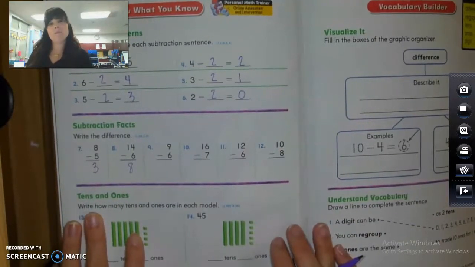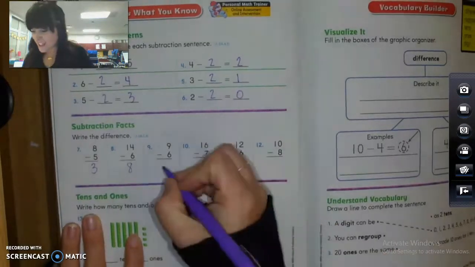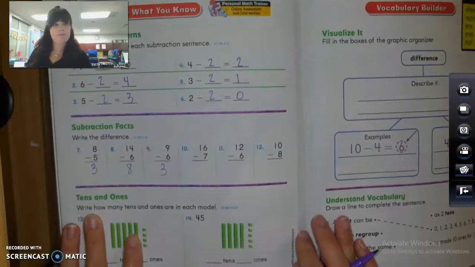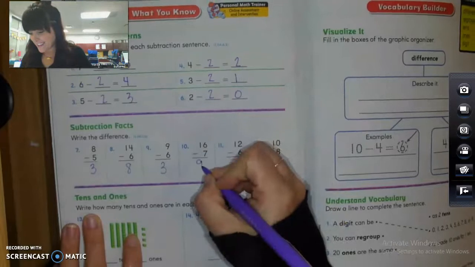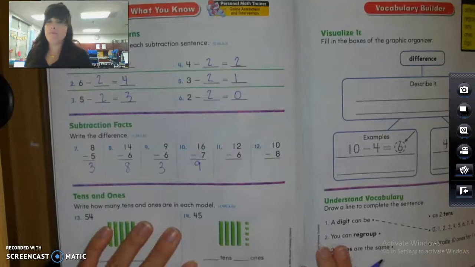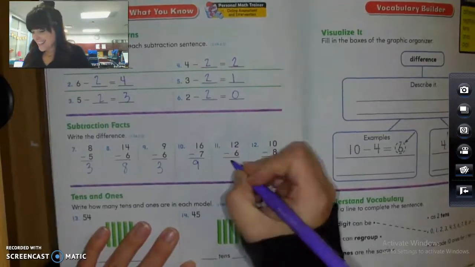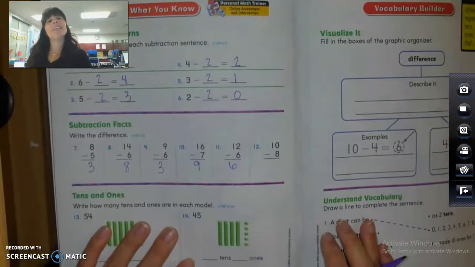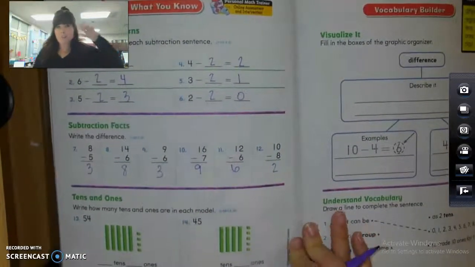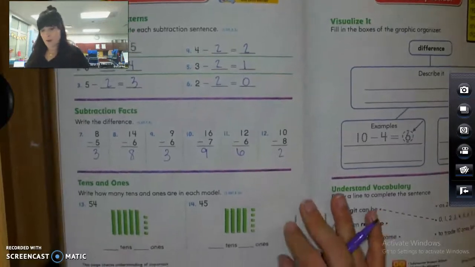9 minus 6 is 3. 16 minus 7 is 9. 12 minus 6. Oh, this should be easy. Think of a double. 6. Good job. And 10 minus 8 is 2. All right. You guys remembering how to subtract? We getting it back? It's been a while.